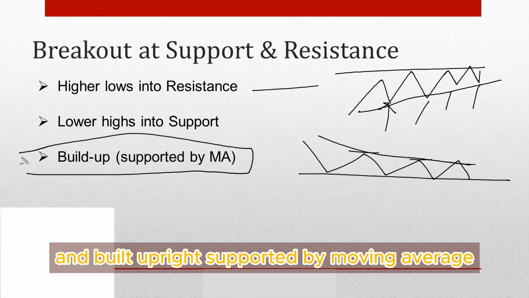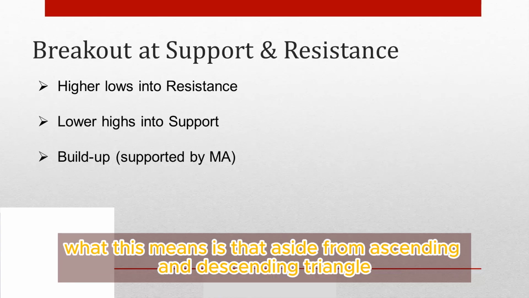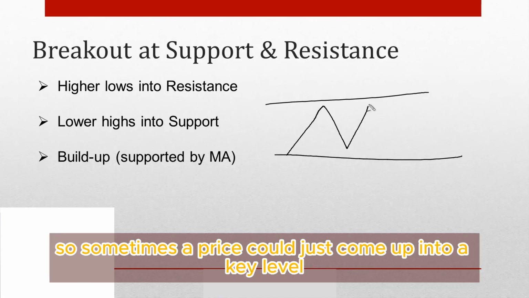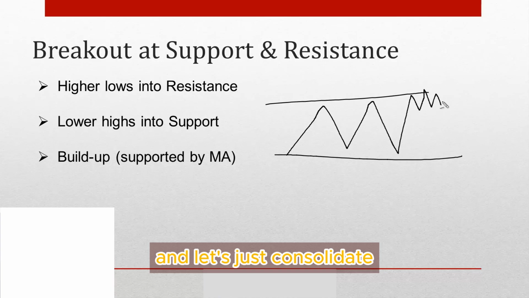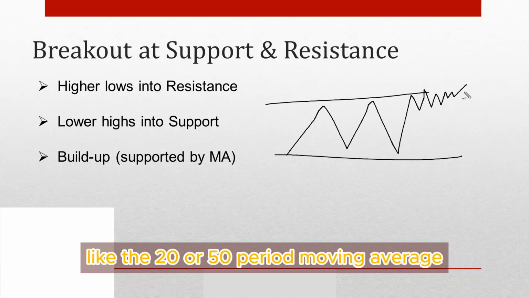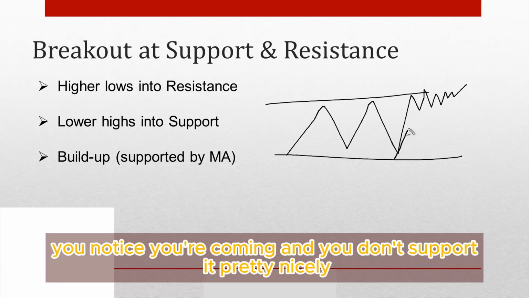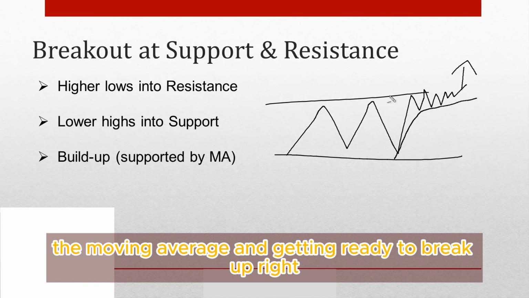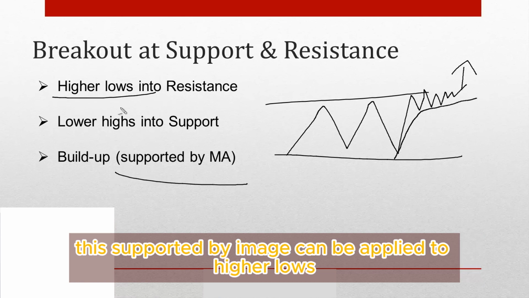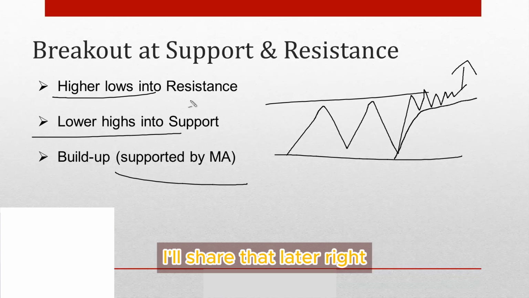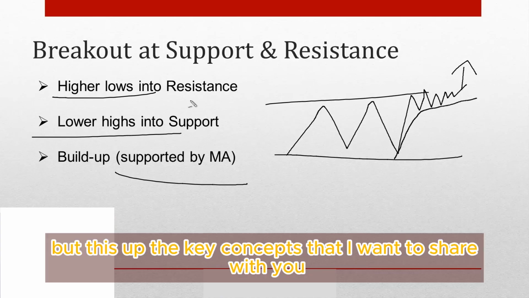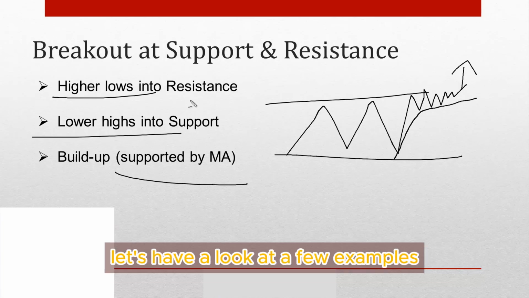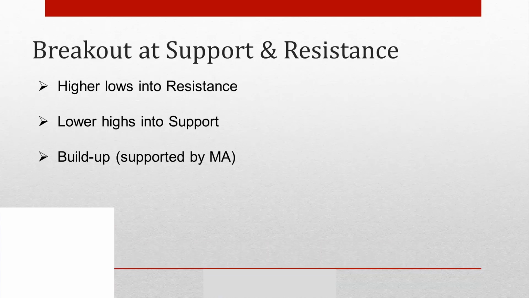Okay, and build-up, supported by moving average. What this means is that aside from ascending and descending triangle, there's another variation that I call a build-up. Sometimes the price could just come up into a key level and consolidate. And if you pull out a moving average like the 20 or 50 period moving average, you'll notice it comes in and supports it pretty nicely. It's like the market is really respecting the moving average and getting ready to break out. This supported-by-moving-average concept can be applied to higher lows and lower highs into support as well. I'll share that later. But these are the key concepts that alert you that the market is about to break out of either support or resistance. Okay, let's have a look at a few examples.